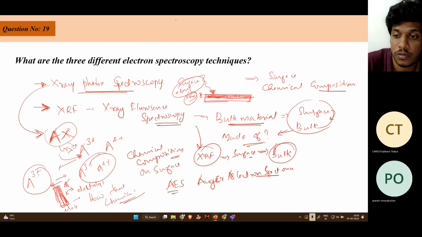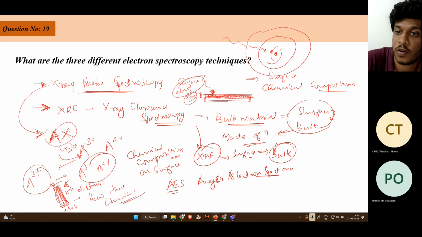If you have an atom, let us roughly assume this as an atom, and this X-ray may knock down one of its inner shell electrons and ionize it, and this may again transfer its energy to some other electron present in another shell, and that will come out. So by calculating the energy of this outgoing electron, we can do Auger electron spectroscopy. So basically it works on these Auger electrons.